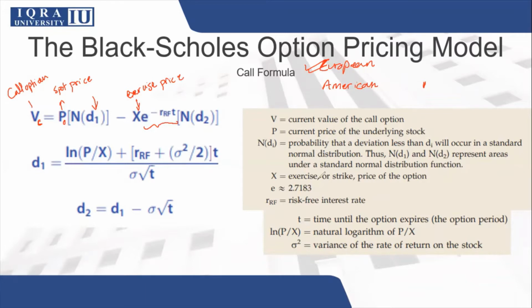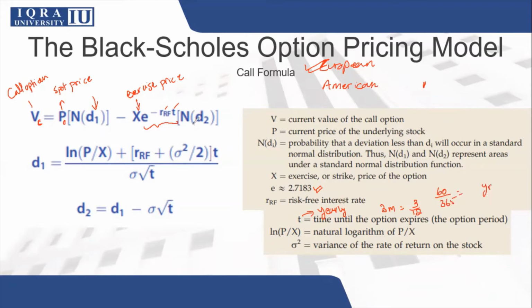e numerically approximately stands for this, but you can just use the function in your calculators. R represents the risk-free rate, and T represents the time until the option expires, the option period. Always remember that the T has to be yearly. So if you are given an option of 3 months, you need to convert it into a year, which is 3 divided by 12. Similarly, if an option is for 60 days, you need to convert it by dividing it by 365 and converting it into years, and then you can use it over here.